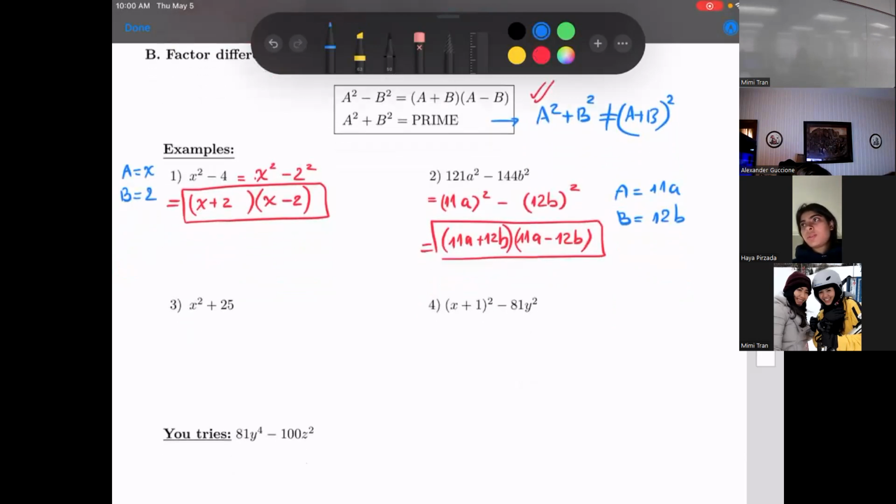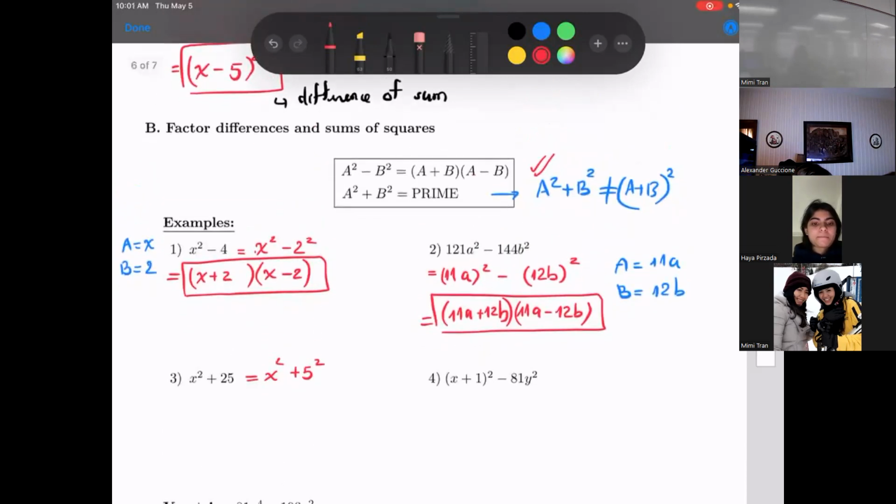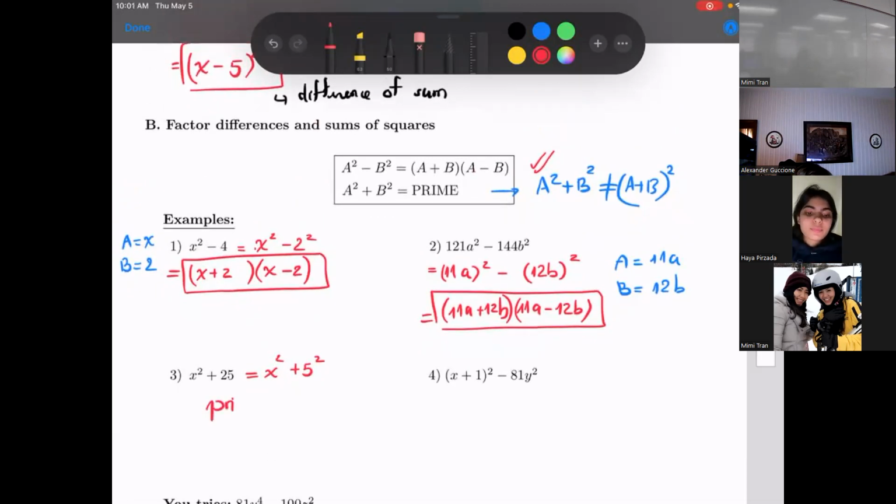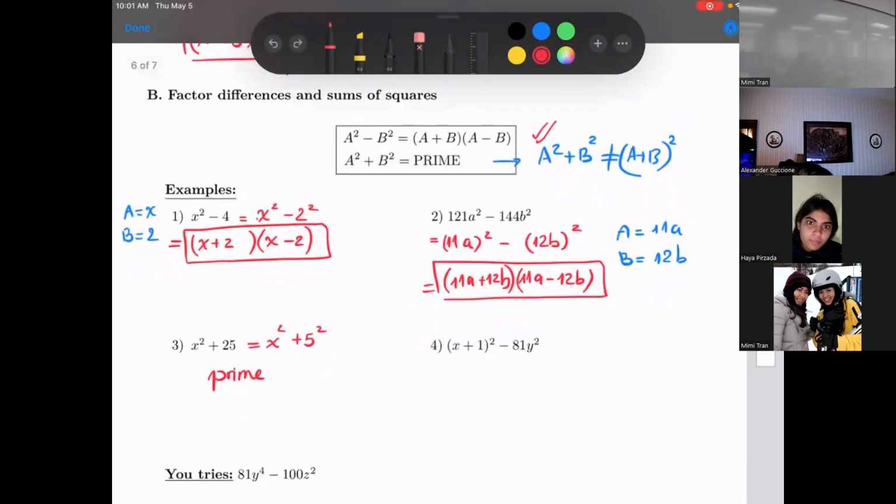Okay, so first of all, let's do number 3. Number 3 is definitely what? Well, you can do x squared plus 5 squared, but then you halt it right there, right? Because a squared plus b squared is prime. So on the exam, you will have one problem where you have to say prime. Just say prime. You don't even have to show me this step. I'll give you full credit.